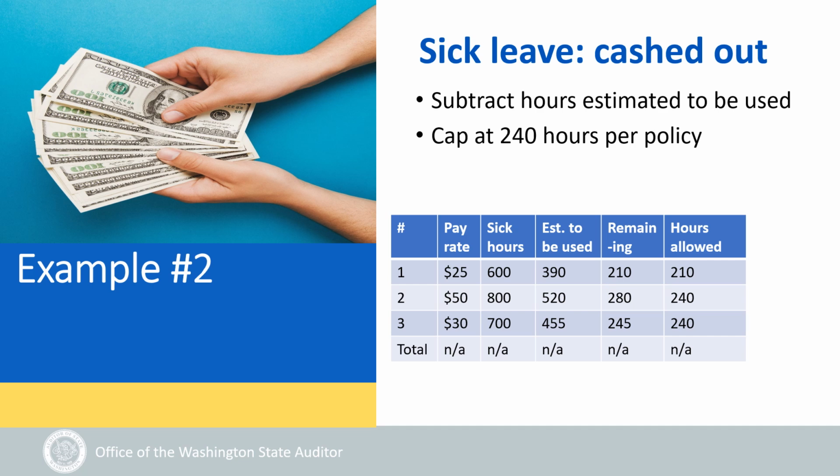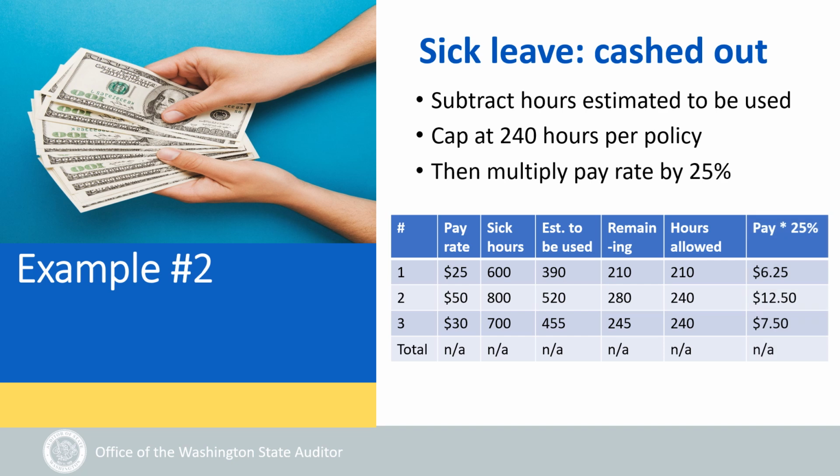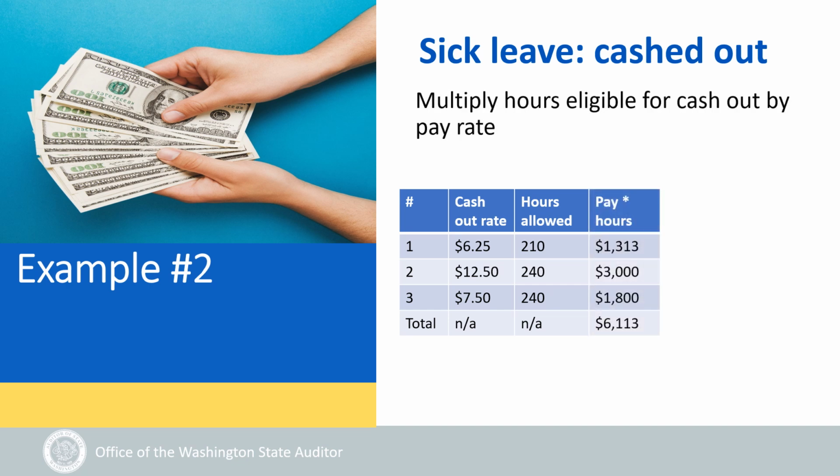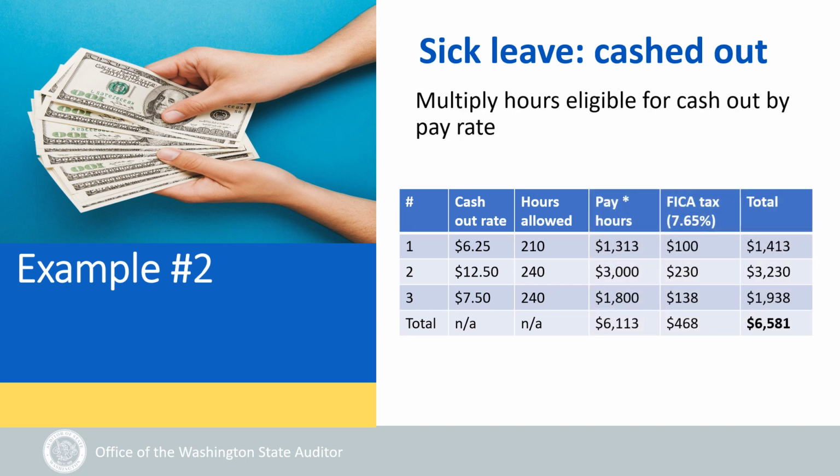Next, we multiply the pay rate by 25% because the policy says they use 25% of the pay rate for cashed out sick leave. We take the 25% cash out rate and multiply it by the total hours allowed to be cashed out, add our salary related payments, and you get a total sick leave to be cashed out of $6,581.